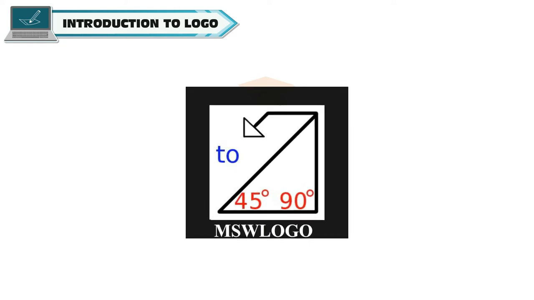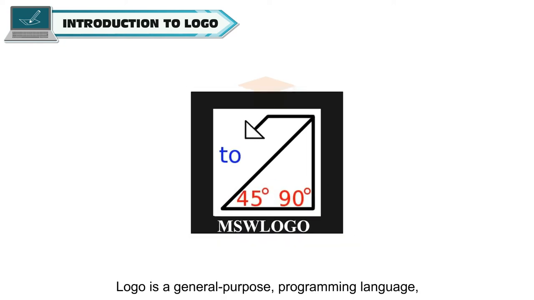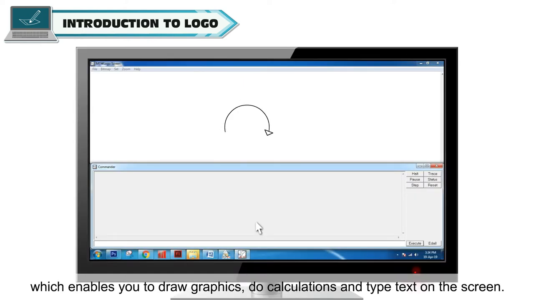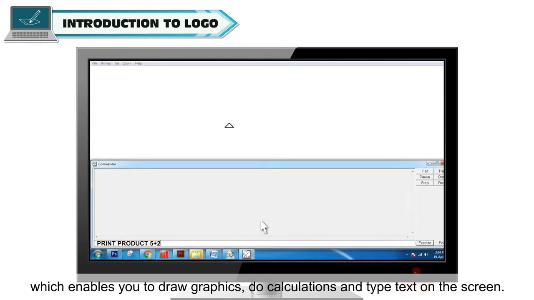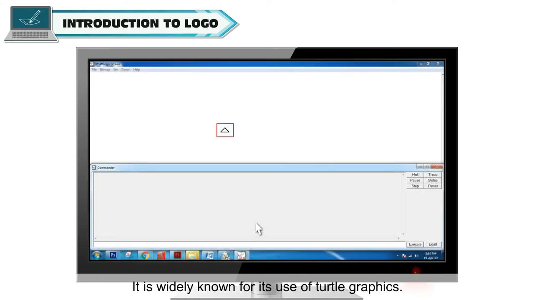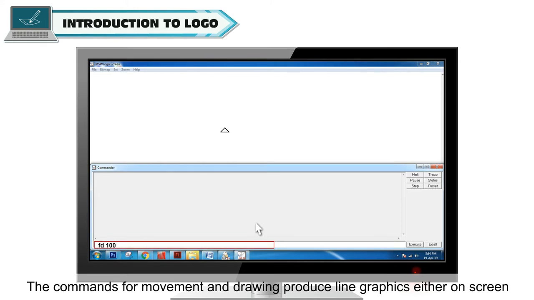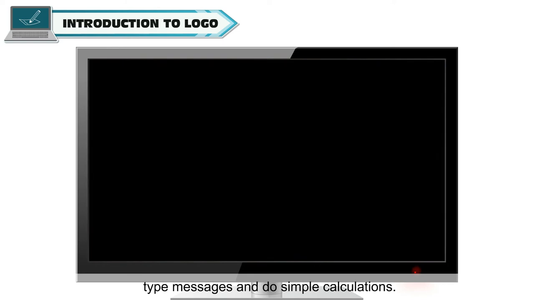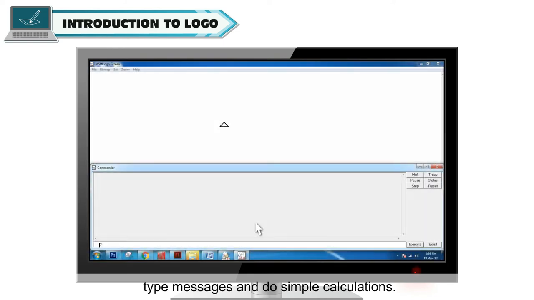Introduction to Logo. Logo is a general purpose programming language which enables you to draw graphics, do calculations, and type text on the screen. It is widely known for its use of turtle graphics. The commands for movement and drawing produce line graphics, either on screen or with a small robot called a turtle. We will be using the MSW Logo to create designs, type messages, and do simple calculations.